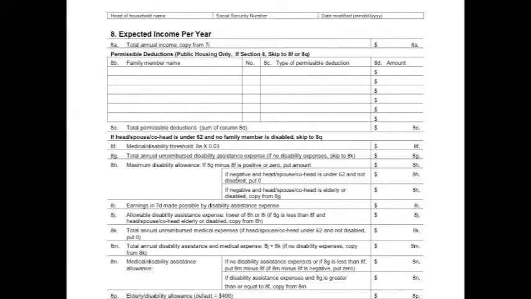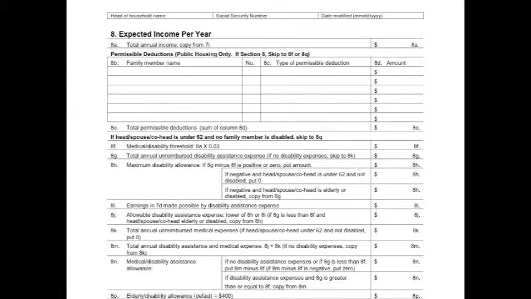Billy is a person with disabilities who lives alone. There are no other persons in the household. With the information that we provided, we're going to go ahead and calculate Billy's adjusted income on the following page. Billy receives Social Security disability and he's also working part-time.